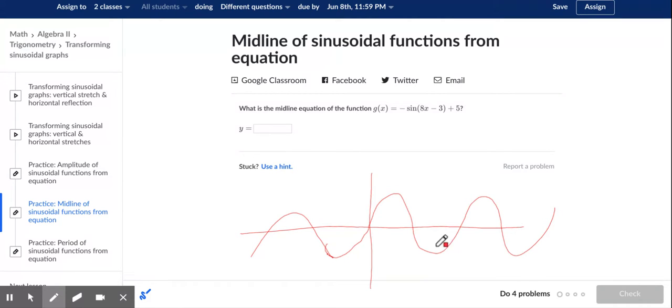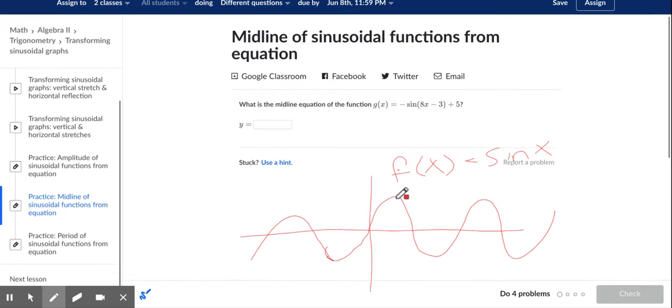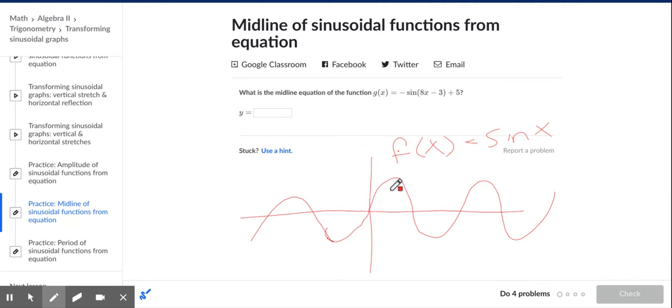So this would just be f of x equals sine x. It's a very basic sine function, no transformations at all. So the midline of this, so first of all, this minimum is at -1, maximum is at +1, and the midline is at 0. So -1 to 1, so the midline is at 0.